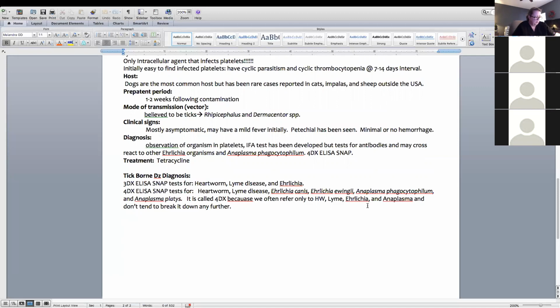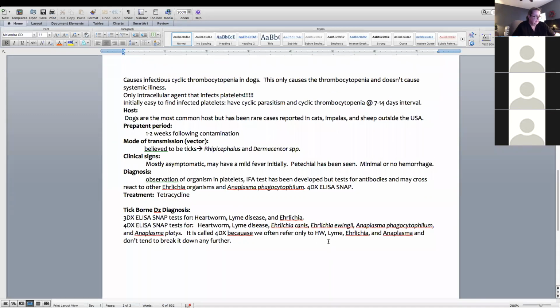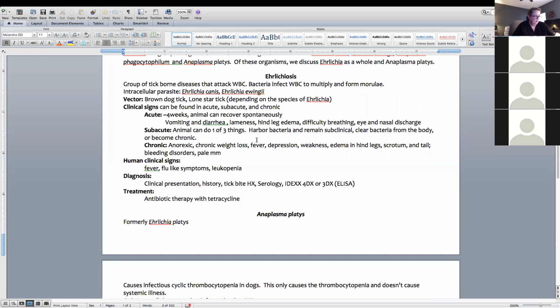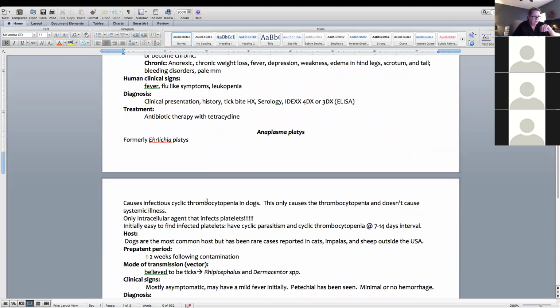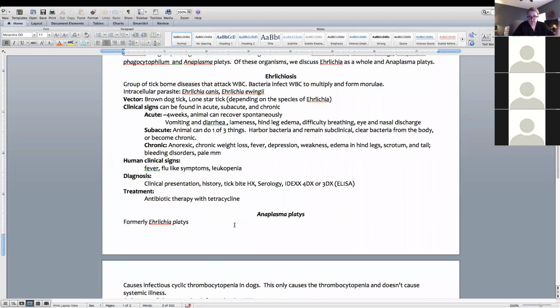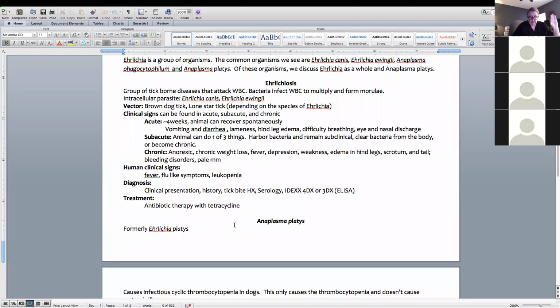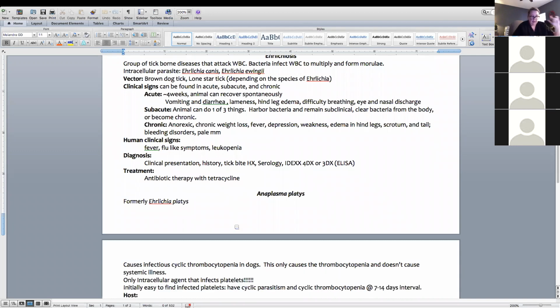Which disease is the only intracellular disease that affects platelets? And that is anaplasma. So we kind of went over that ehrlichiosis affects the white blood cells. Tetracycline is preferred, although you can also use doxycycline. Anaplasma causes a thrombocytopenia. So when we're talking about Ehrlichia, that can cause a leukopenia because it's infecting the white blood cells. Anaplasma is affecting the platelets and causes a thrombocytopenia.